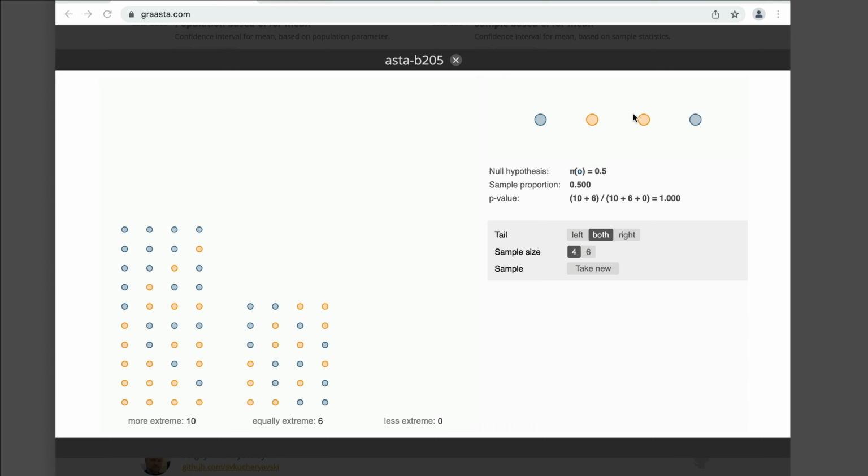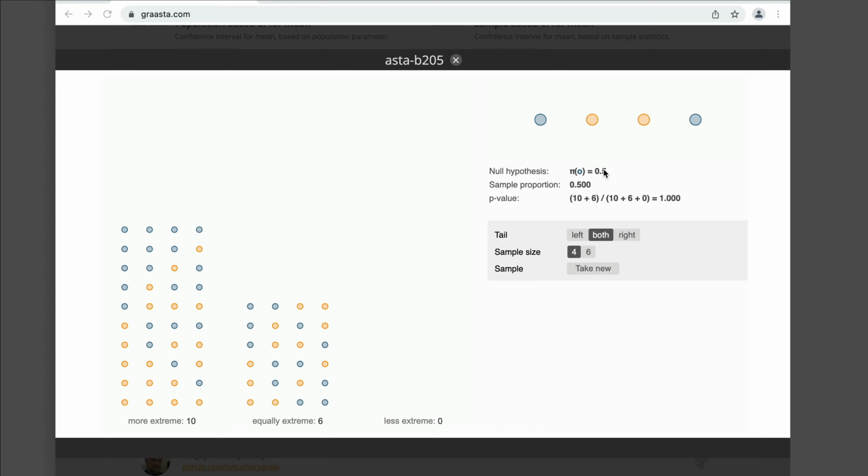And then you can see I tossed my coin 4 times. So my sample size is 4 in this case. And you can see that I indeed got 2 tails and 2 heads, right? So the sample proportion is 50%. Now I need to compute a p-value.